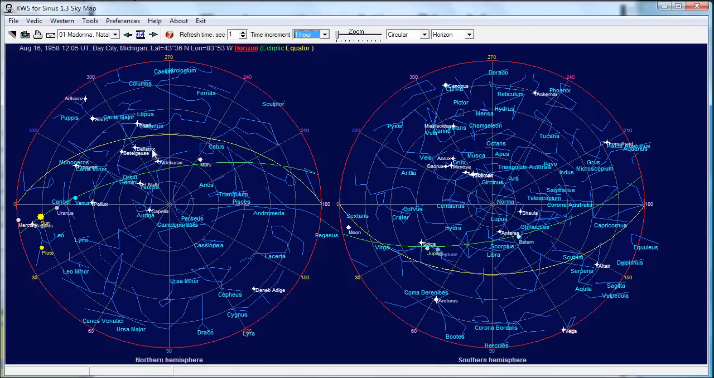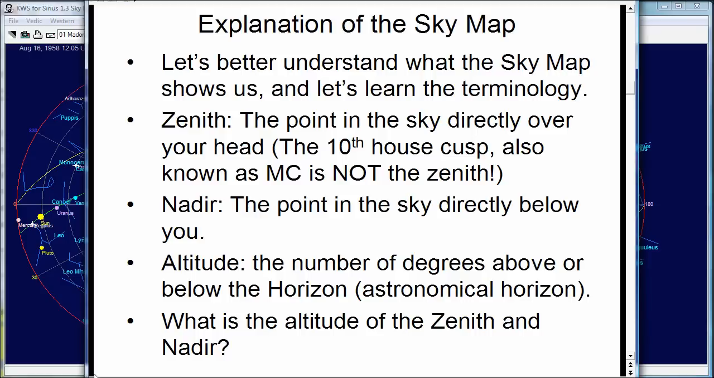We're learning how the planets move through the actual sky and what the terms are that are used to describe it. So I've discussed what the zenith is, what the nadir is. By the way, astrologers sometimes call the 10th house cusp, or they used to, I don't know if they still do, the zenith. That's wrong. If you've learned that, forget it. The 10th house cusp is not the zenith. The zenith is not usually used in the astrology chart. It's the point over your head.